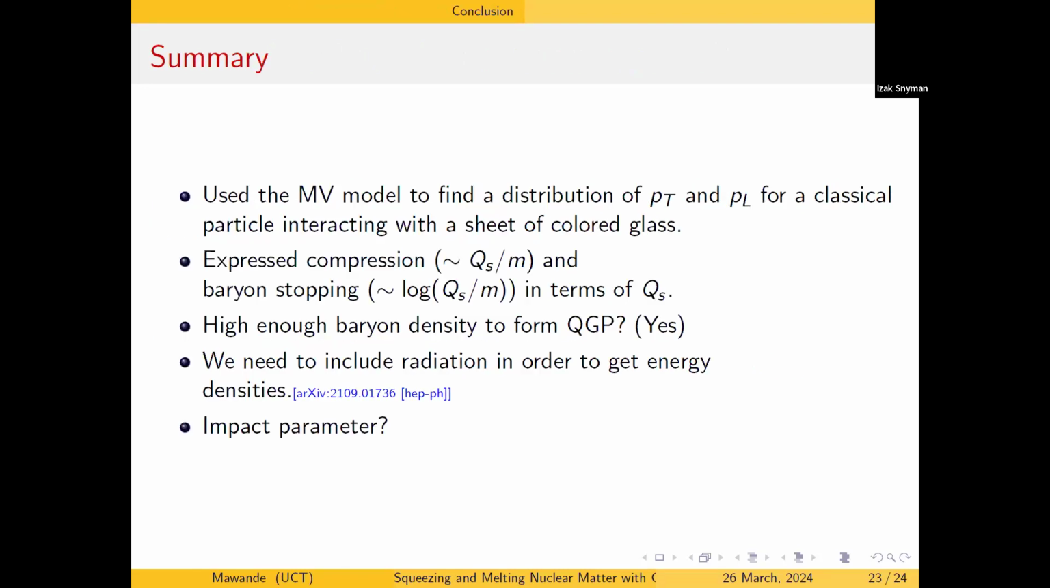So what did I do? I used this so-called MV model, the Color Glass Condensate model, to find a distribution of a classical particle hitting a sheet of color glass, and we have an expression for the compression in terms of the saturation scale, and equivalently the energy of the collision. So the question is whether the compression is high enough to form a plasma.